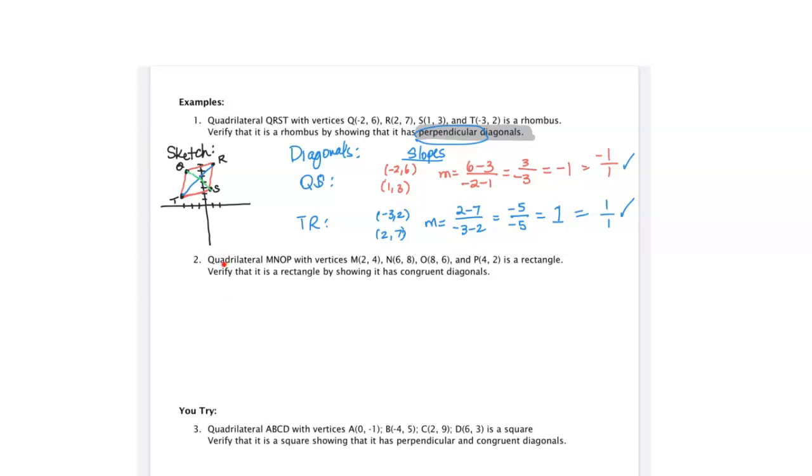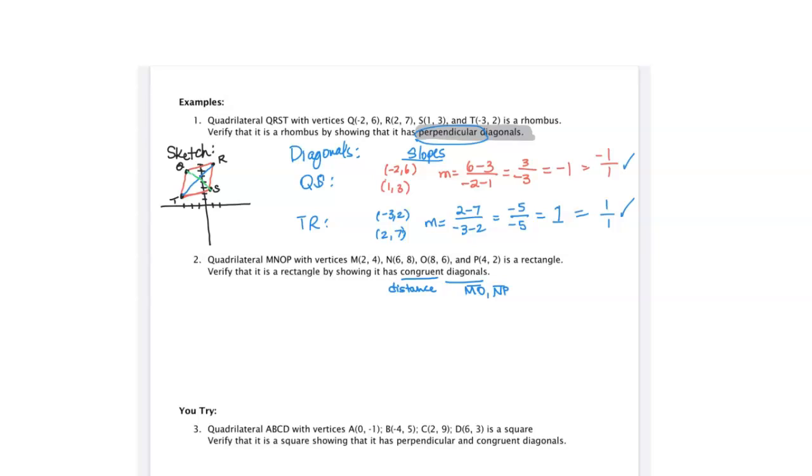For number 2, we have quadrilateral MNOP with vertices that are given to us is a rectangle. It says verify that this is a rectangle by showing it has congruent diagonals. So once again, we're looking for congruent diagonals. The word congruent, think about distance. And the diagonals, we will come up with that shortly. But they are MO and NP. So sides MO and NP.